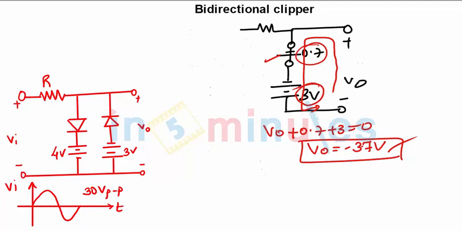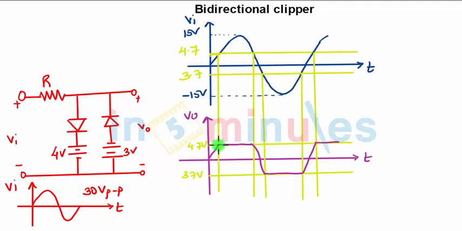Now how to draw the waveform? See here, until and unless we are overcoming the voltage 4 plus 0.7 of the diode, we are not getting any output. Once we have overcome 4.7, the diode will be short circuited. When the diode is short circuited, 0.7 plus 4 will give you 4.7. It will be constant. After that, it will decrease.